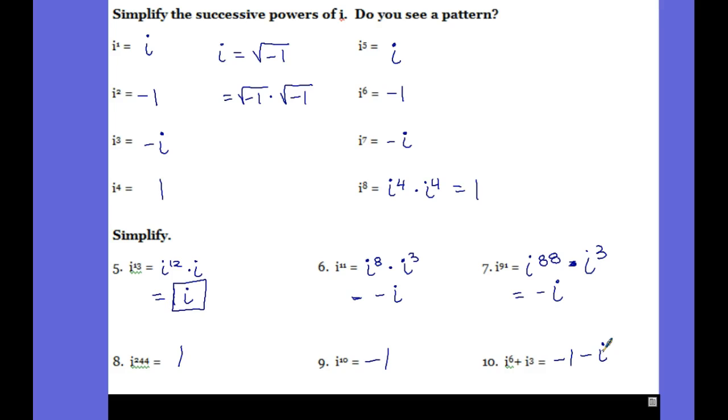What if you got one that was like i to the 244 plus i to the 10th? Would you just put 0? Alright. Yep. It's just 1 minus 1.